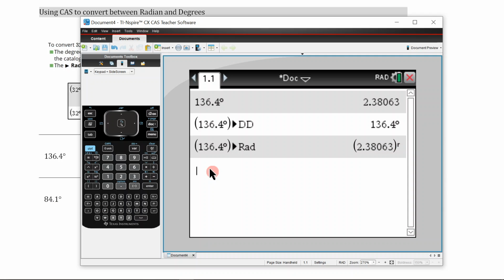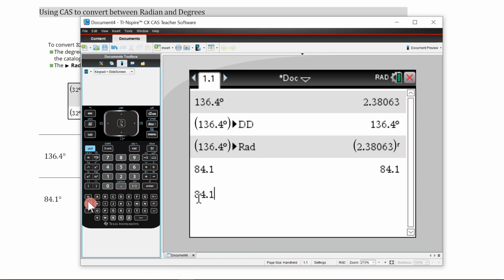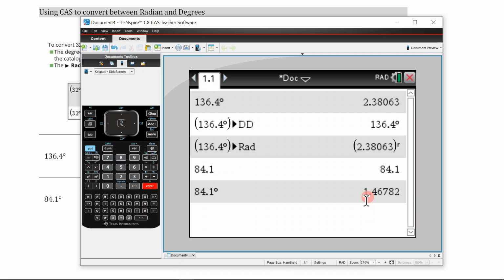So again, the easy way to do this is simply go 84.1, hit enter, and, whoop, before you do that, you have to put in the degree symbol. Hit enter, and it gives you out the radian, and that's because the calculator is in radians already.